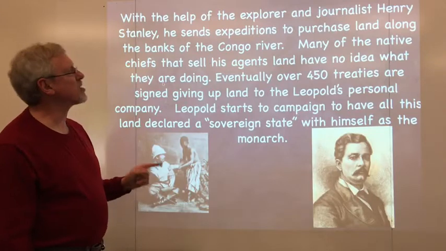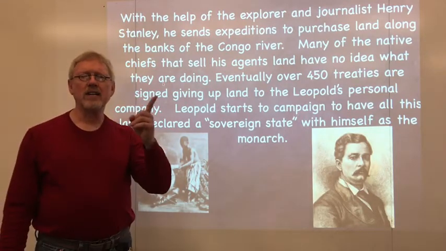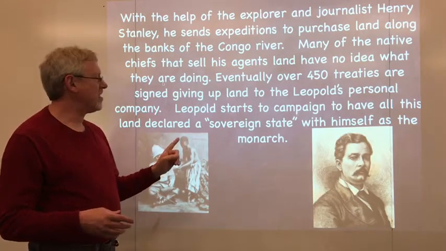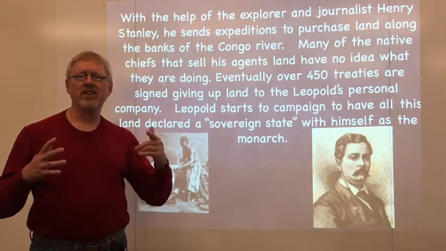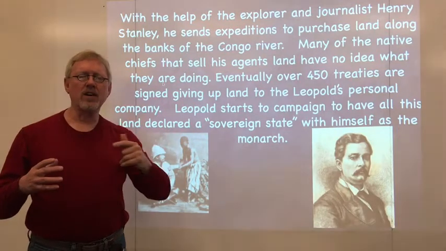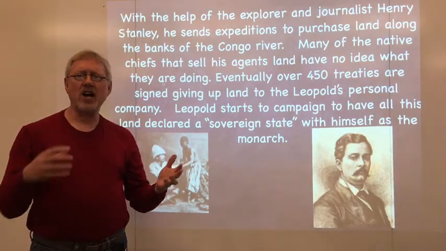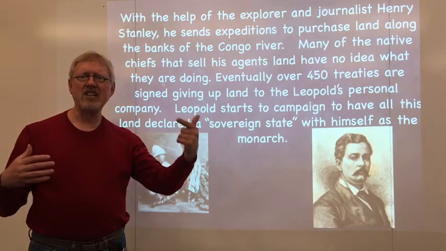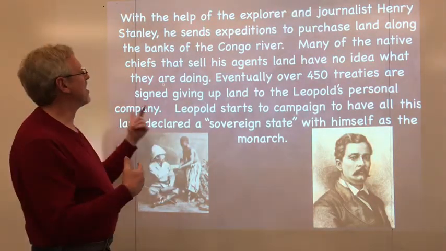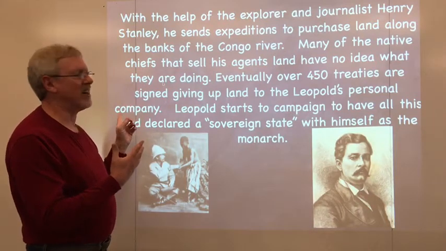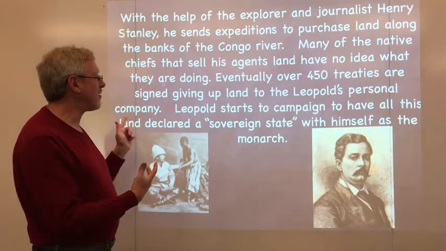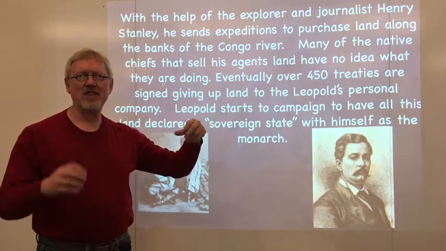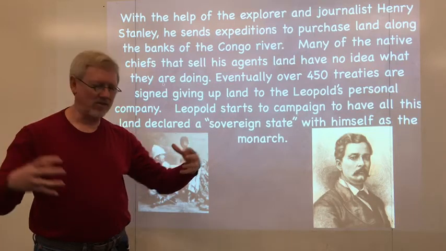So he hires some explorers to go up the Congo River and start to negotiate treaties. Essentially, tribal leaders on the long length of the Congo River are persuaded to sign documents in exchange for some goods that cedes territories to this company that is the personal property of King Leopold. As many as 450 treaties are signed. And that's going to be his initial foothold in taking over the Congo.